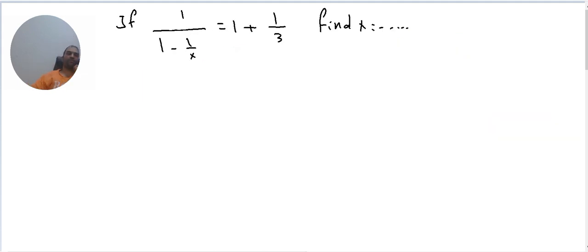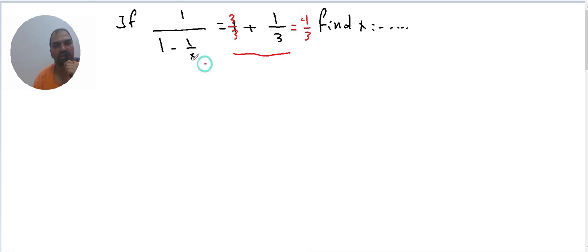Okay, next question here. If 1 over (1 subtracted by 1 over x) is equivalent to 1 plus 1 over 3, find the value of x. First step, we can find the value of 1 plus 1 over 3. 1 and a third will be 4 over 3. Or you can write 3 over 3 and then add together, it will be 4 over 3.